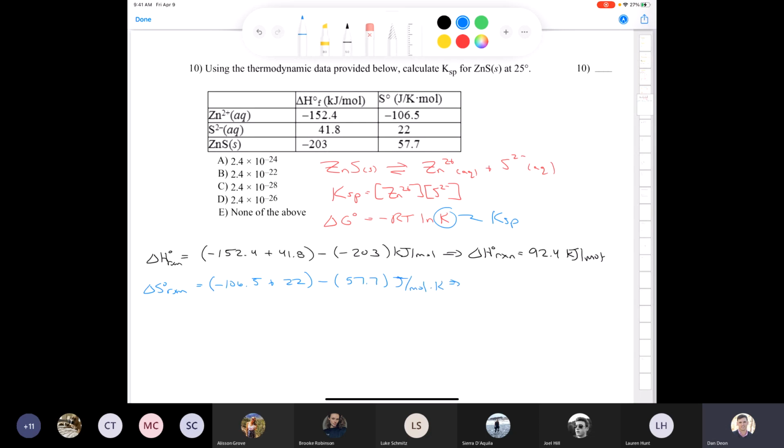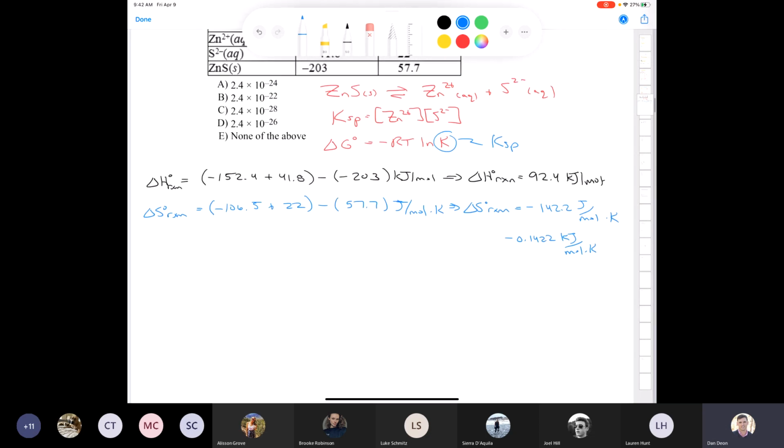And when I punch that into my calculator, I get a delta S naught for my reaction of negative 142.2 joules per mole Kelvin, which is the same thing as negative 0.1422 kilojoules per mole Kelvin, right? Because there's 1,000 joules in 1 kilojoule. So I just did the conversion there.